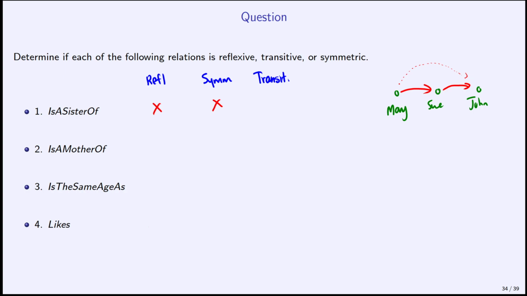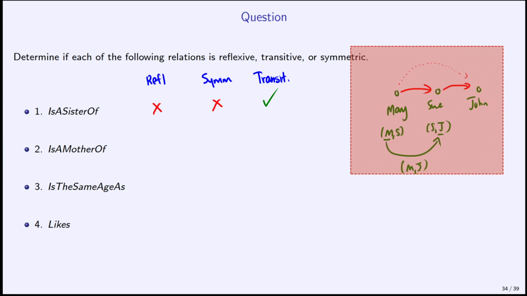Is it true then that Mary is a sister of John? And the answer to this one is yes, it is true. So if we have Mary being a sister of Sue, and if we have Sue being a sister of John, then we should be able to take that shortcut directly from M to J and say yes, then Mary is also a sister of John. So that is transitivity in motion.